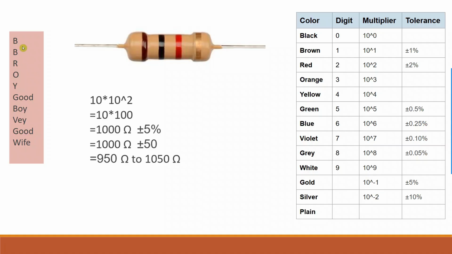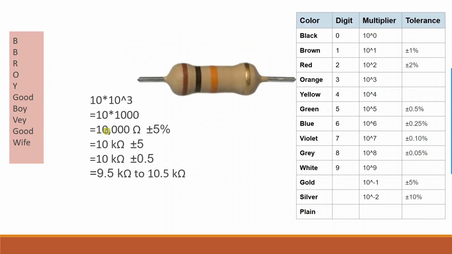So keep in your mind that the first B will be black and the second B will be brown. And here the first G will be green and the second G will be grey. So these things you have to keep in your mind.